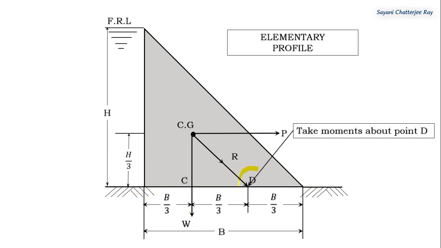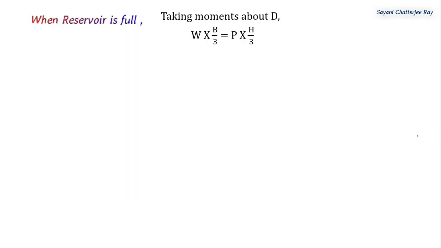Now we have to take moments about the point D. So this is the point D and the moment will be P into h/3 equal to W, the self weight, multiplied by b/3. W into b/3 equals P into h/3. Now I will cancel 3 on both sides. I will take b from LHS to RHS, and I will also transfer P to the LHS. So our equation will now look like W upon P equals h upon b. We will mark this as equation number 1.